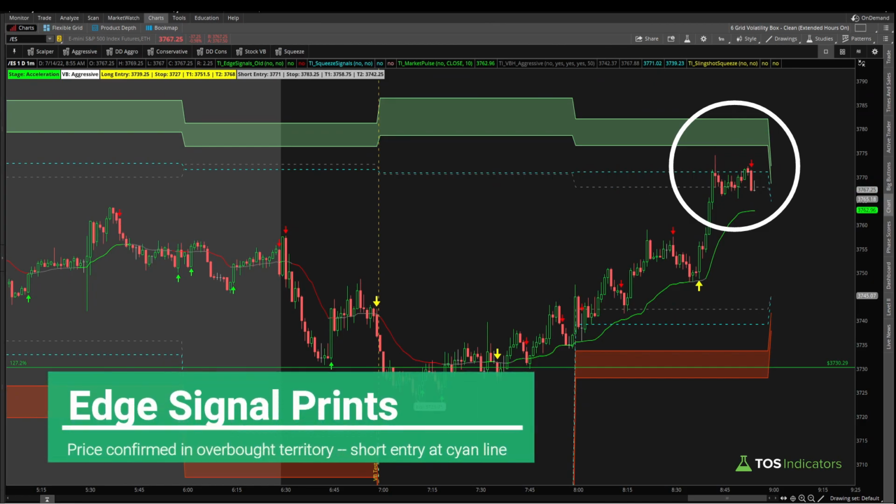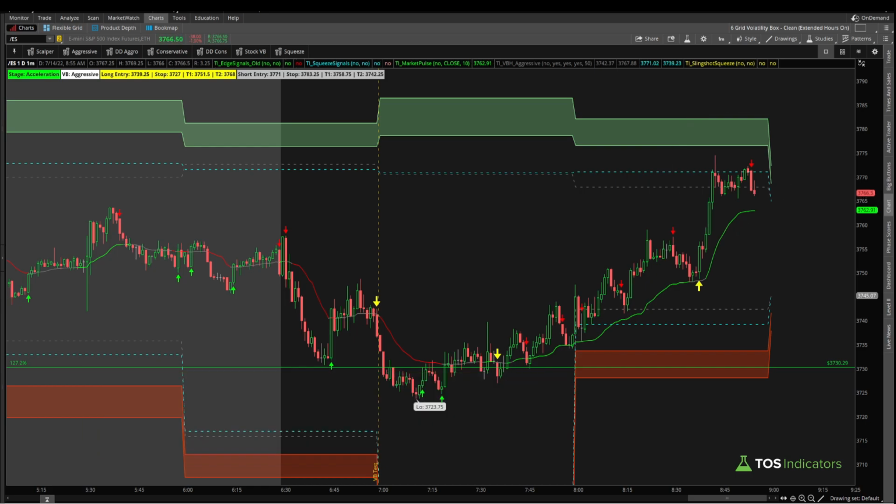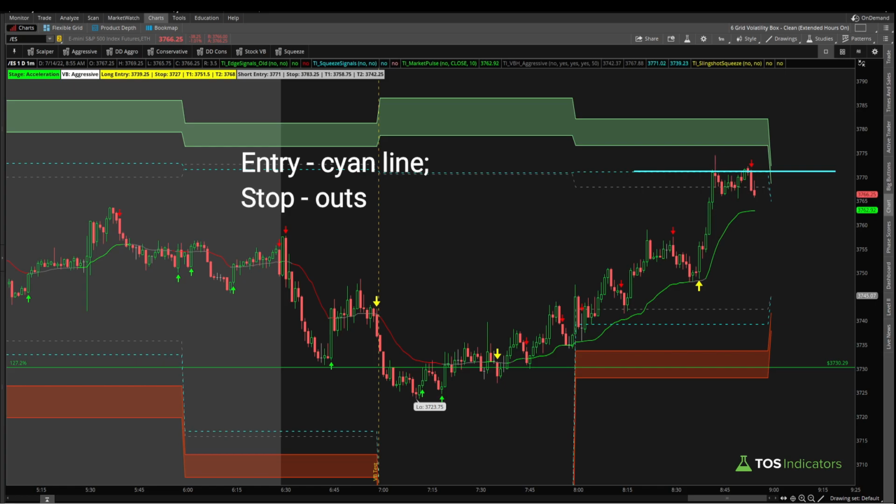Now, a few minutes later, we're seeing the edge signal giving us the indication we were looking for. We're officially in overbought territory, which you can see through the red arrow on our charts. The fade setup rules have officially been met, and now we're waiting for our entry. Our entry is at the cyan entry line.